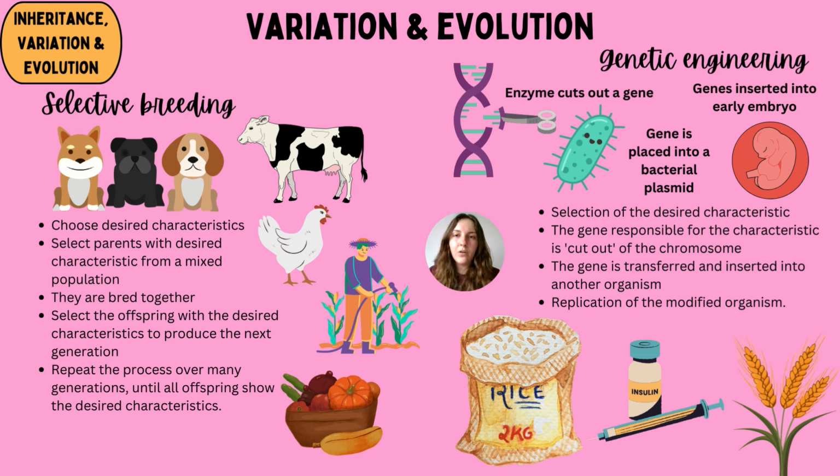Now, another type of process is called genetic engineering, where essentially an enzyme is used to cut out a gene of interest, and the gene is placed into a bacterial plasmid, which is an extra loop of DNA found in bacteria. Because bacteria have the ability to divide rapidly over multiple generations through something called binary fission, not mitosis, this causes the increase in that gene being produced.